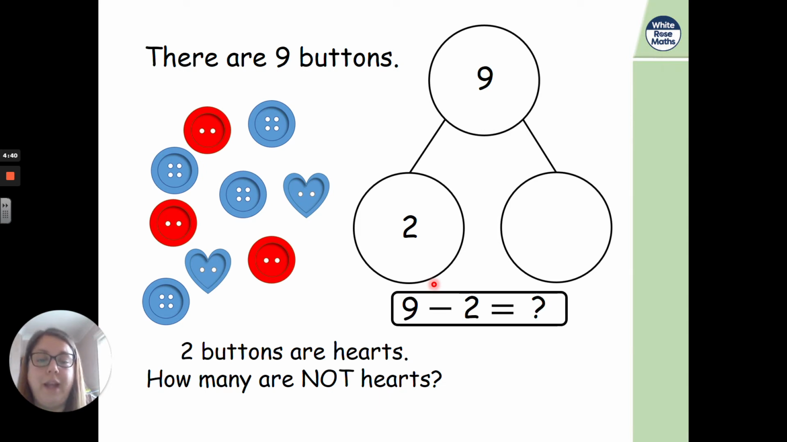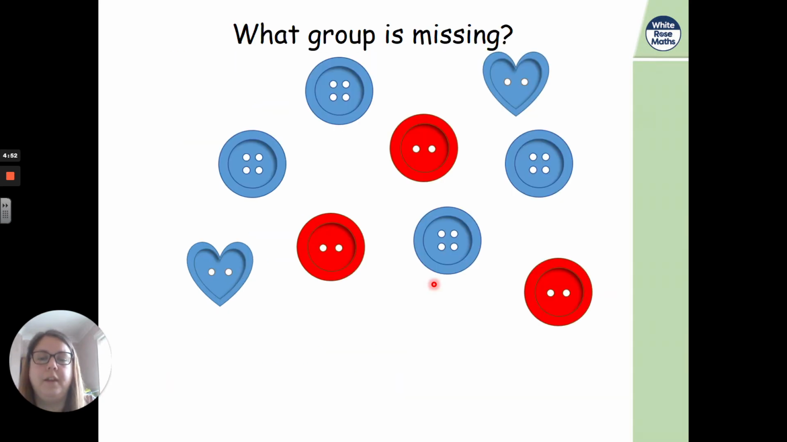So again, we can relate it to our subtraction sentence. 9 take away 2 equals 7. Fantastic if you did that. So just using these buttons, we can do it lots of different ways. So we've got another way of doing it.